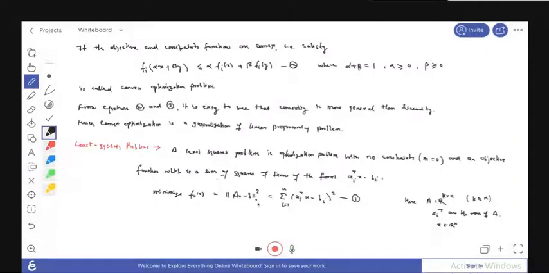Here is a minimization problem where no constraints are given. This type of problem is categorized as the least square problem. Then next is the linear programming problem, where the constraints are also given.